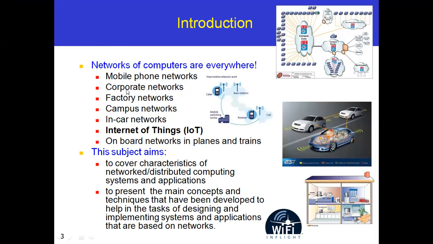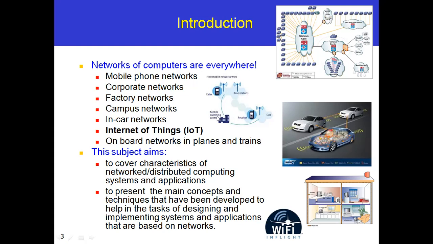Corporate networks means the corporate offices are located at different places, but still they are connected in a network. Next, factory networks. Factories are located in different states, different places, and still they are connected by using a network. Next, campus networks, in-car networks.